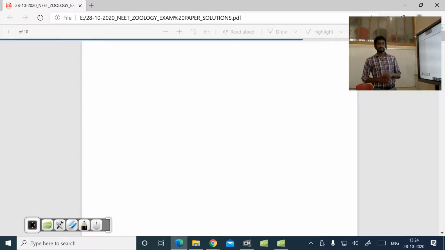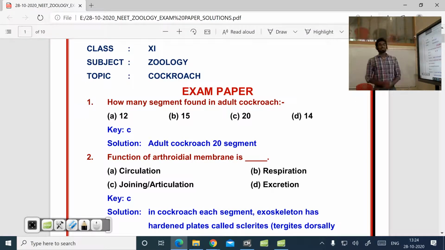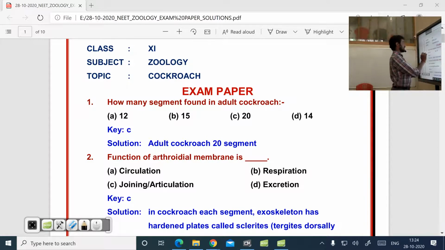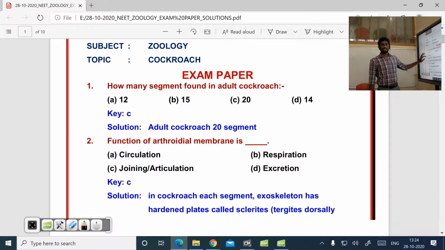So you can see here the first question, students. What is the first question here? How many segments are found in an adult cockroach? I repeat, how many segments are found in an adult cockroach? So you can see the answer, it is 20 only. But 12 is not, 15 is not, and 14 is actually the nymph stage. So those are incorrect options, whereas D is the correct option, right? So an adult cockroach has 20 segments.